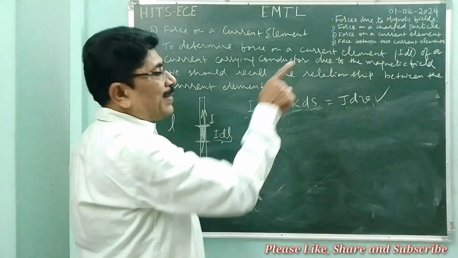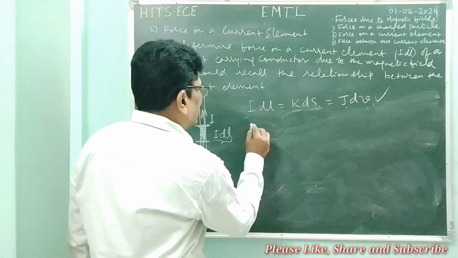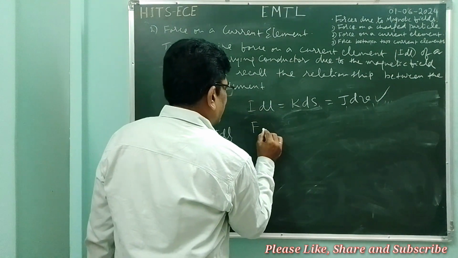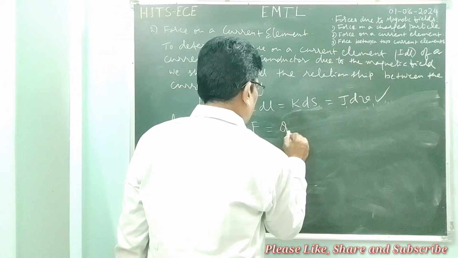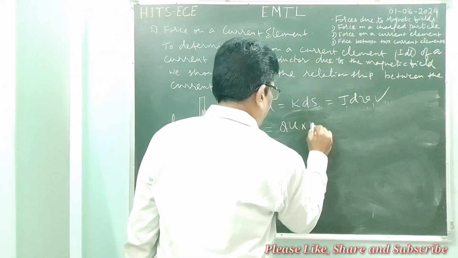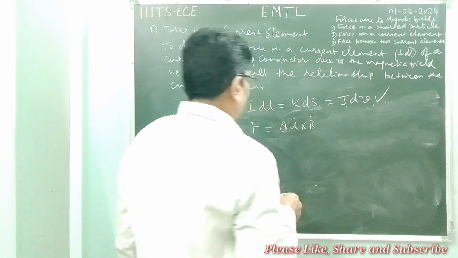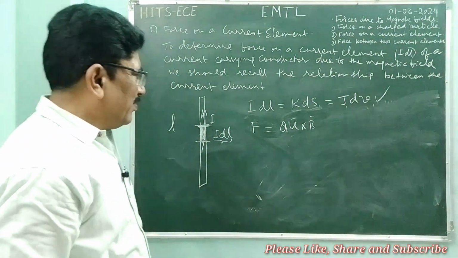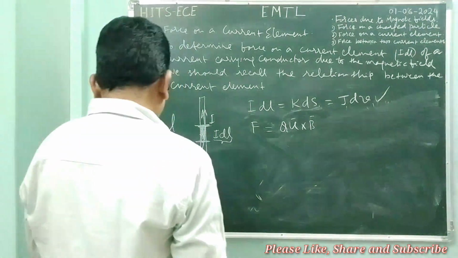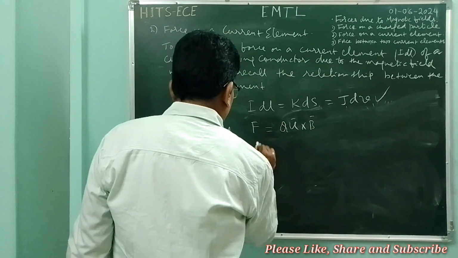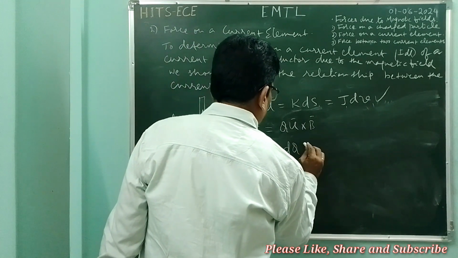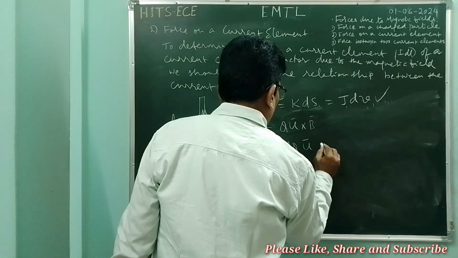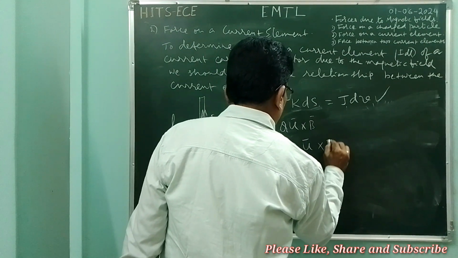Force on a current element due to magnetic field only. The force on this current element is F = Q U B. This is the formula we have just seen. F = Q U B. So what is dF? dF is equal to dQ U bar cross B bar.